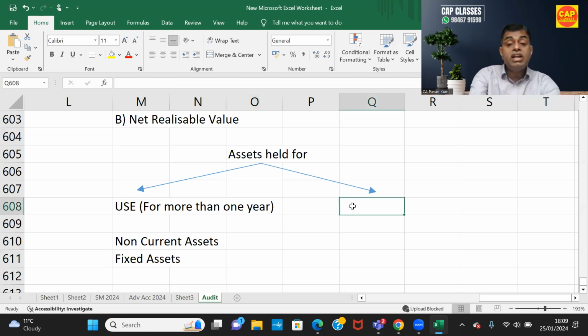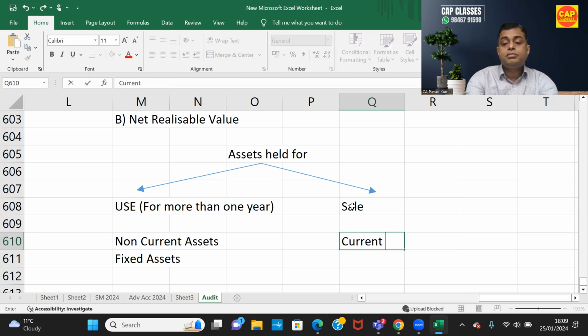Then assets held for sale. Pavan sir, this asset is held for sale. I just want to sell it. Then this is a current asset.